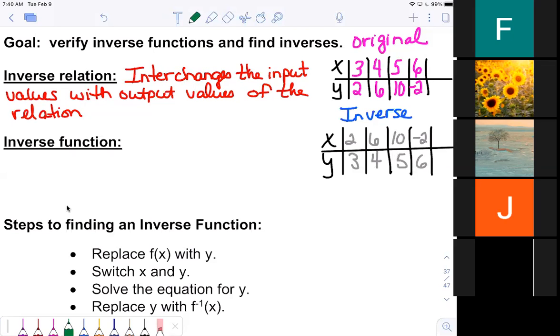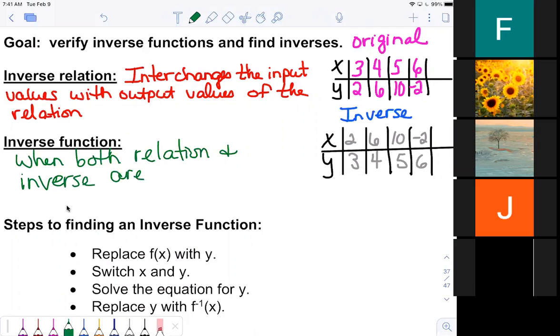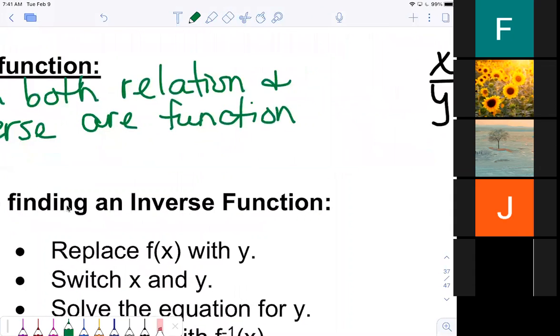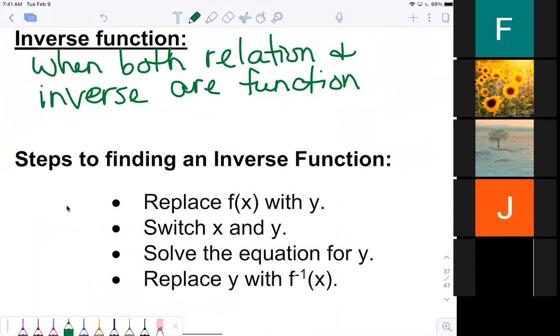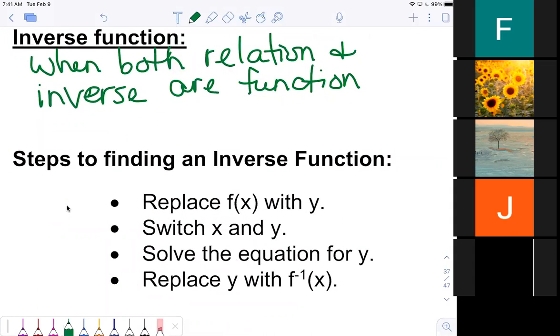Well, an inverse function happens when both the relation and the inverse are functions. Remember, for it to be a function, each X has to have one Y value. So if both of them are functions, then we have inverse functions. So both the relation and the inverse are functions. Then they are considered inverse functions.